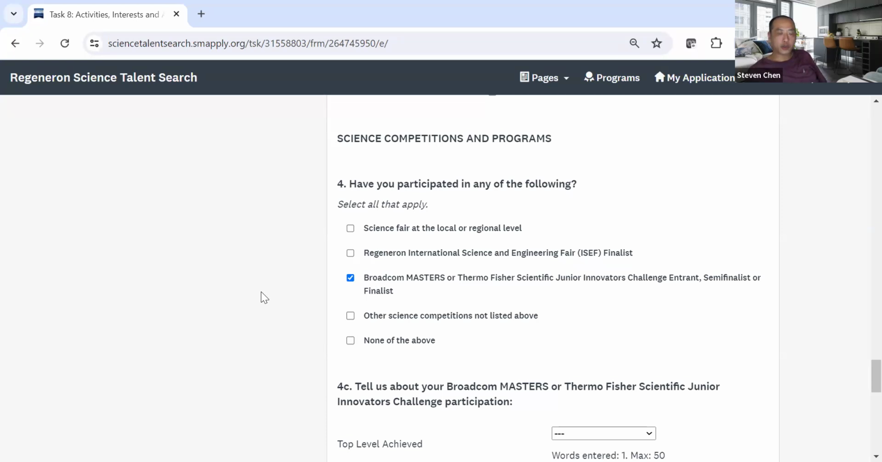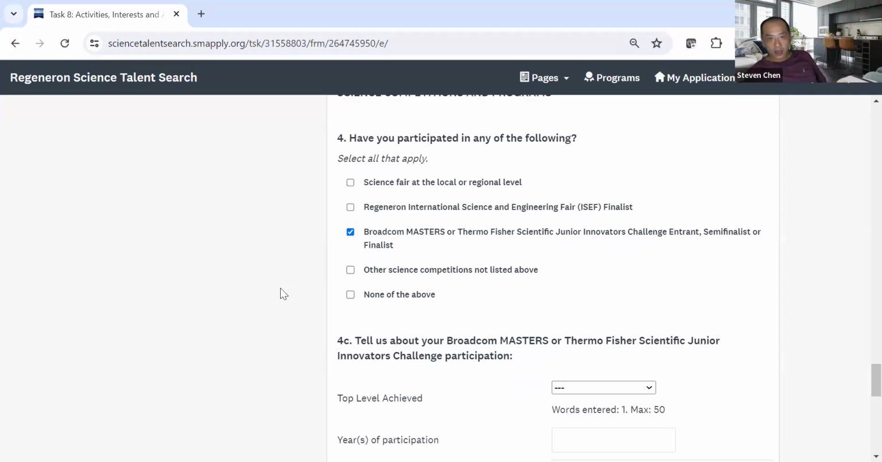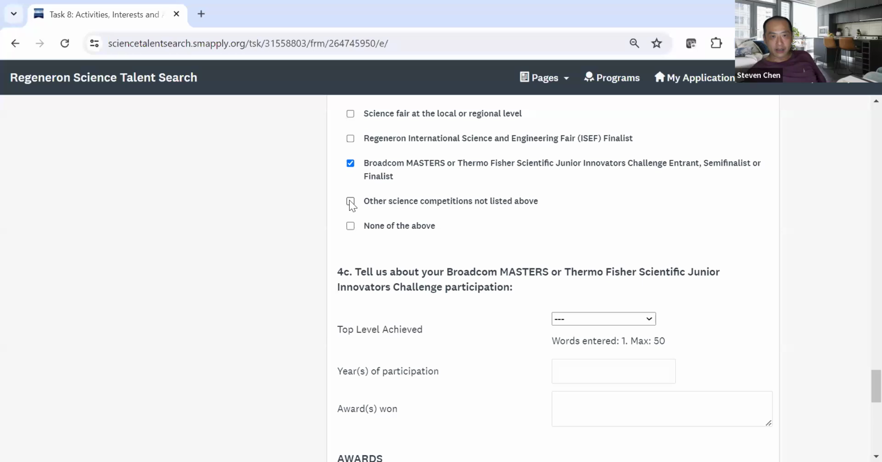Don't just assume, okay, this is the application for high school seniors, I got this award in my middle school, so I should not check this box. No, check this box even if it applies to you. And some other science competitions not listed here. I know there are lots of other additional competitions, right? So if you got an award, just list them here.